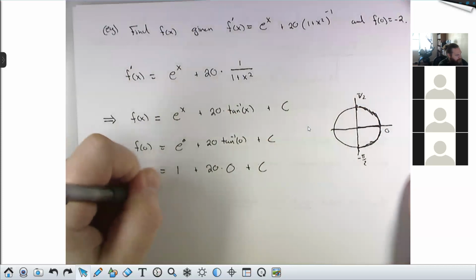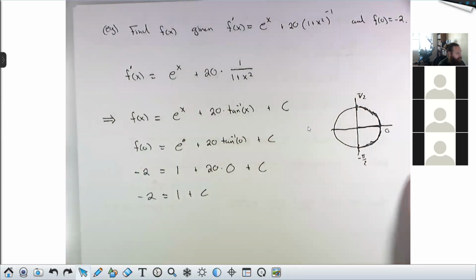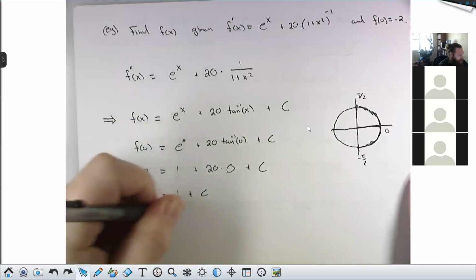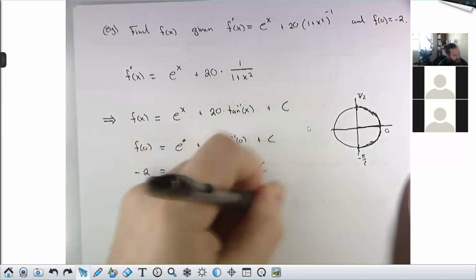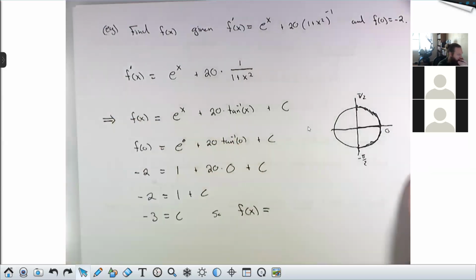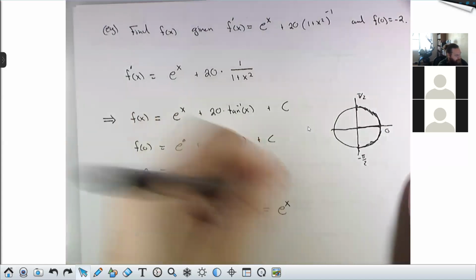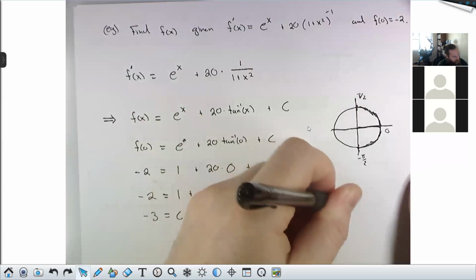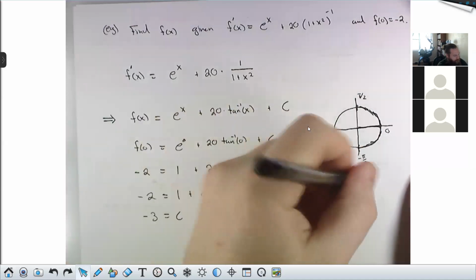So this gives me -2 equals 1 plus c. All right, 20 times 0 is 0. So you subtract the 1 and you get -3 equals c. So f of x, the solution to the initial value problem, is e to the x plus 20 times the inverse tangent of x minus 3.